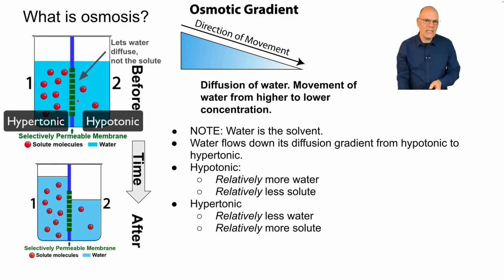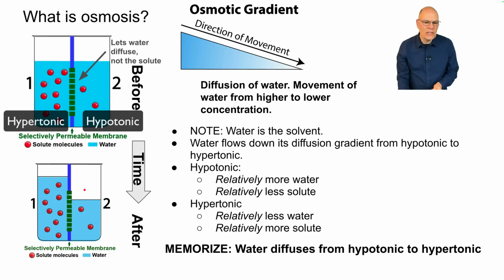After osmosis takes place, it'll look like this over here. This level will go down. This level will go up. The water actually is getting pushed up on this side. That's called osmotic pressure. It has enormous consequence. And the thing for you to memorize is that water diffuses from hypotonic to hypertonic.